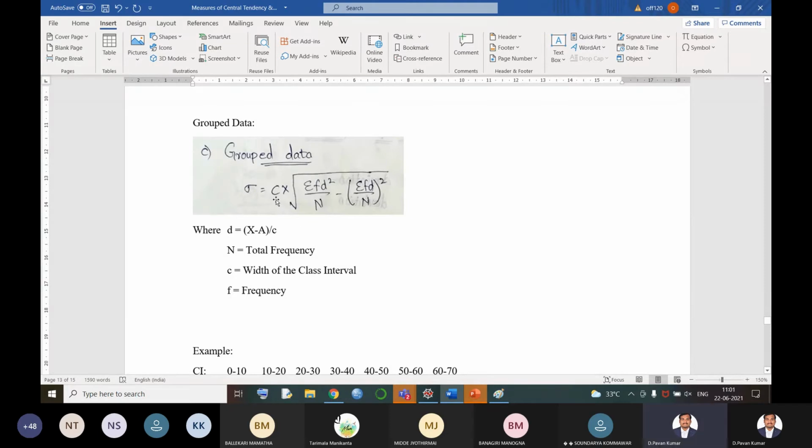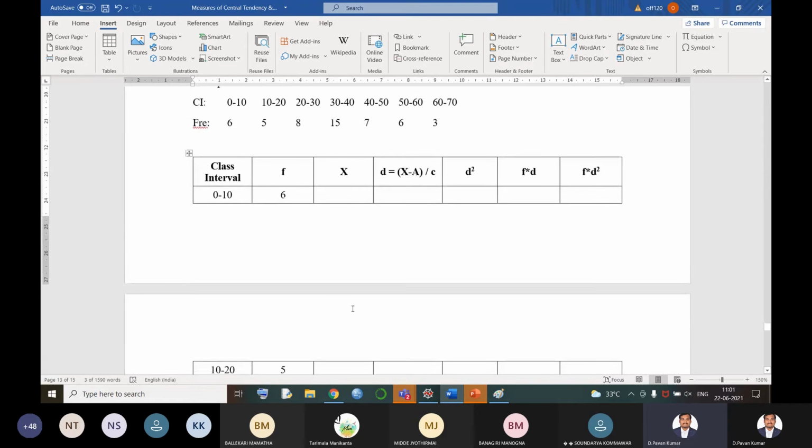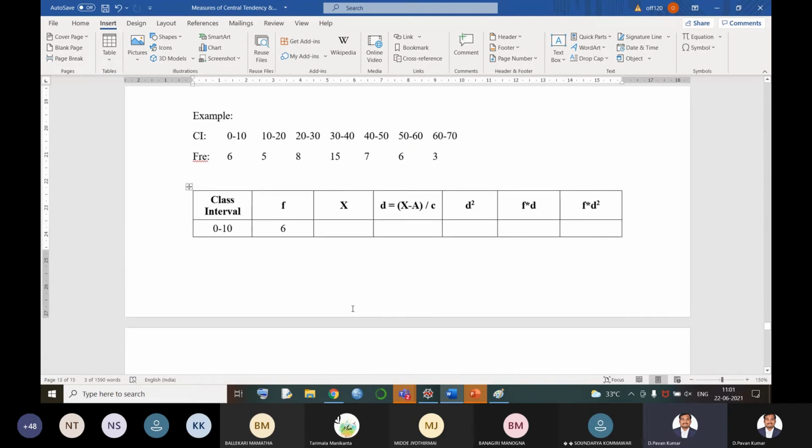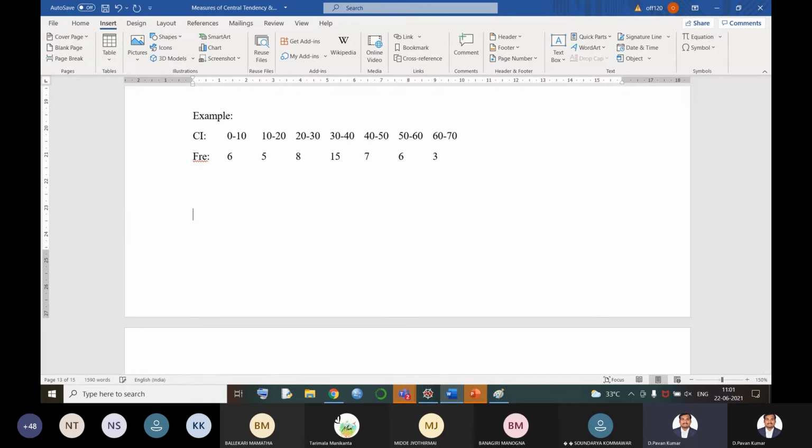We multiply with class interval, because grouped data will be having class interval, and the formula for d would also change: d equal to x minus a by c. Earlier in ungrouped data the formula is x minus a, but in grouped data it is x minus a by c. N is the total frequency, C is the width of the class interval, f is the frequency of the given distribution. So we were given one problem where class intervals and frequencies are given, and we need to find the standard deviation of this problem.